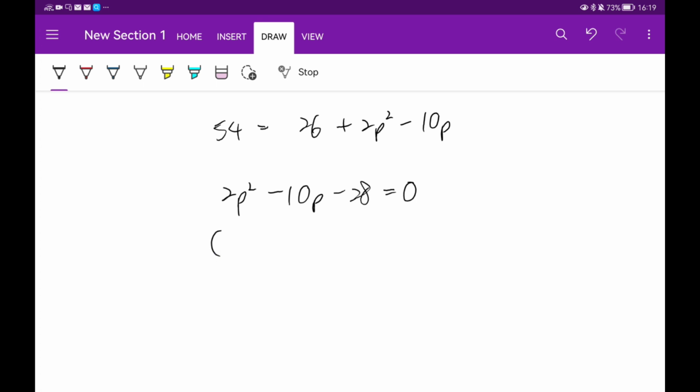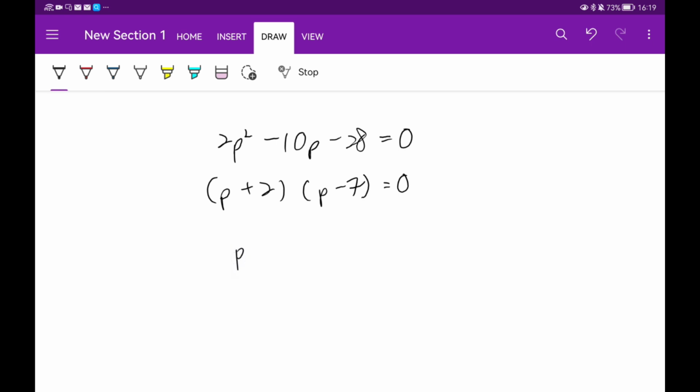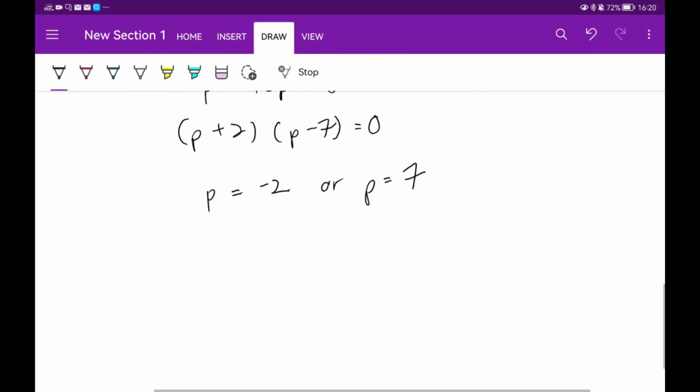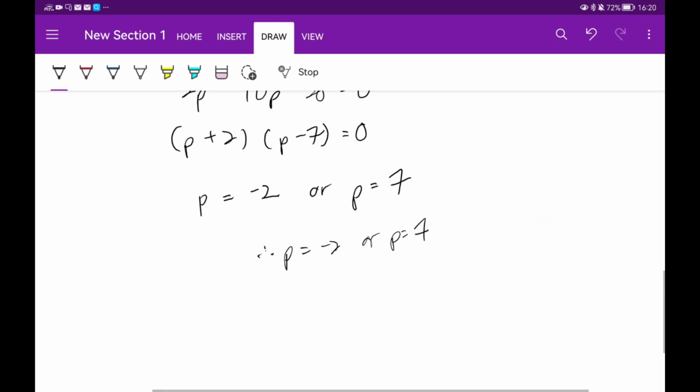So let's calculate p. p plus 2, p minus 7, right? So p equals negative 2 or p equals positive 7. The question asks, find the value of p. So p is negative 2 or p is 7. Alright, so that's the answer.